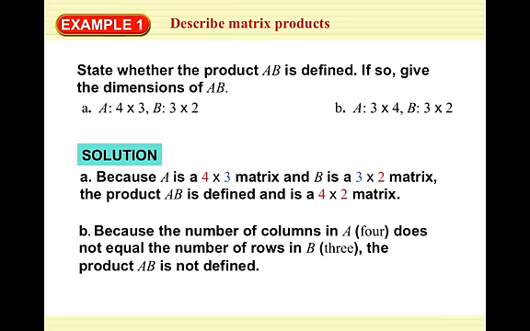Let's try part B. Okay, for part B, you've got 3 by 4 and 3 by 2. The middle numbers don't match up. You've got a 4 and a 3. That means we're not going to be able to conduct the multiplication, so AB is not defined.